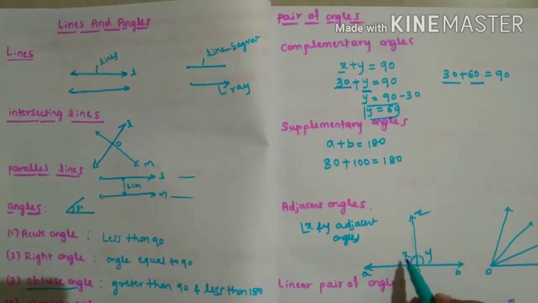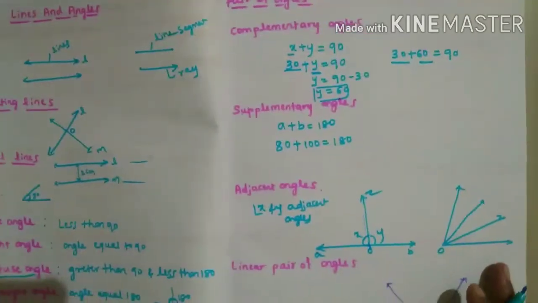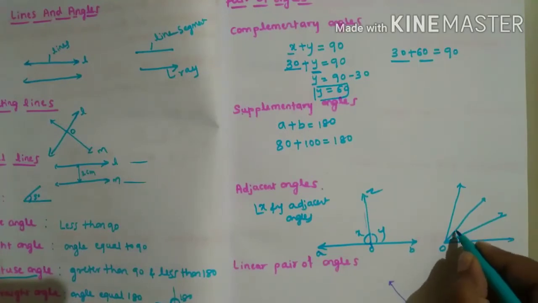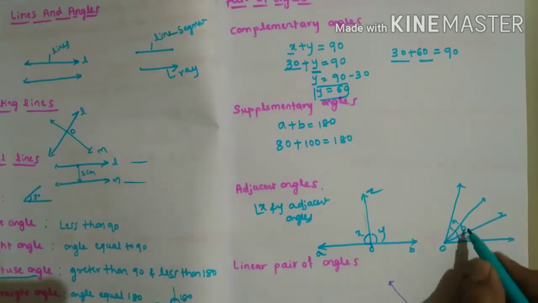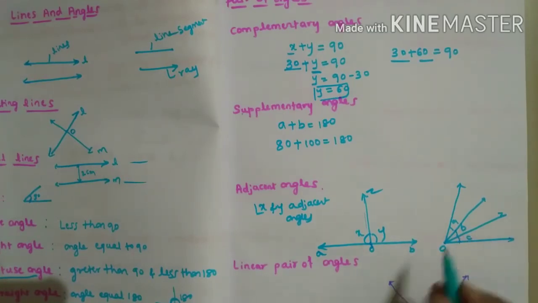So the common vertex between these two is O. The common ray is this OZ. Here I will show you, just here, three angles A, B, C I will take. Just see, A and B are adjacent angles because the common ray is here and the common vertex is also there, and B and C are also adjacent angles, but we can't say A and C are adjacent angles because angle A and angle C do not have a common ray.